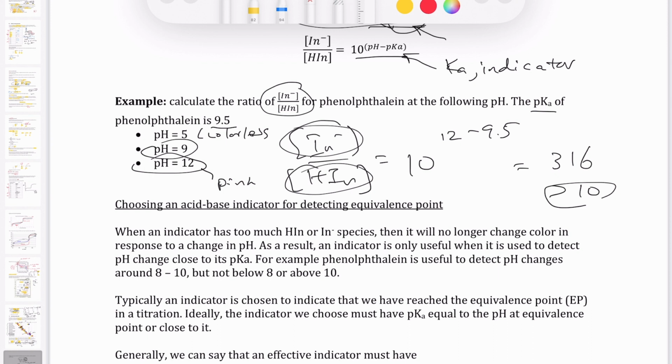What about pH 9? Well, you can plug that in, replacing this with 9 instead of 12, and you get that the color is going to be light pink. And that's because the ratio of the IN minus and HIN is just less than 10, but greater than 1. So it's a situation where both the conjugate base and the acid form of the indicator exist. So therefore, we're going to have a color that's a mixture of the two colors.